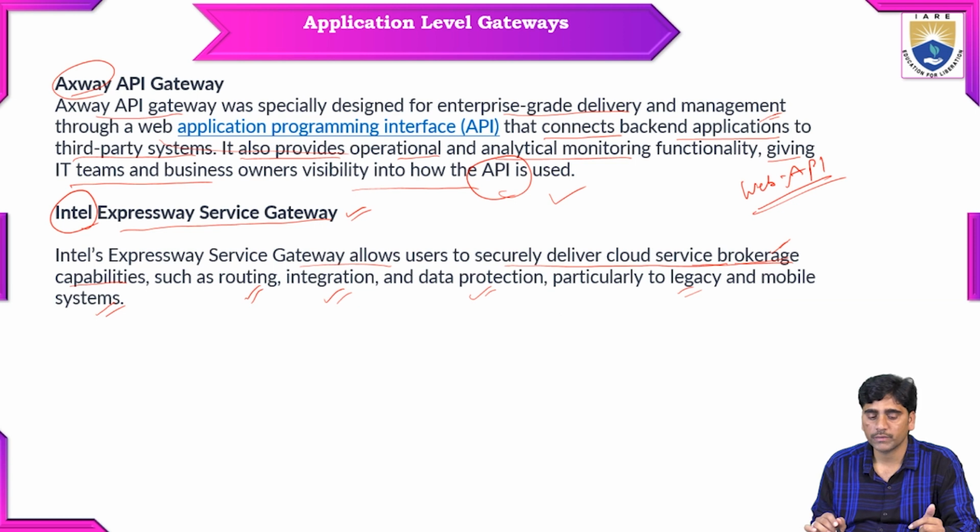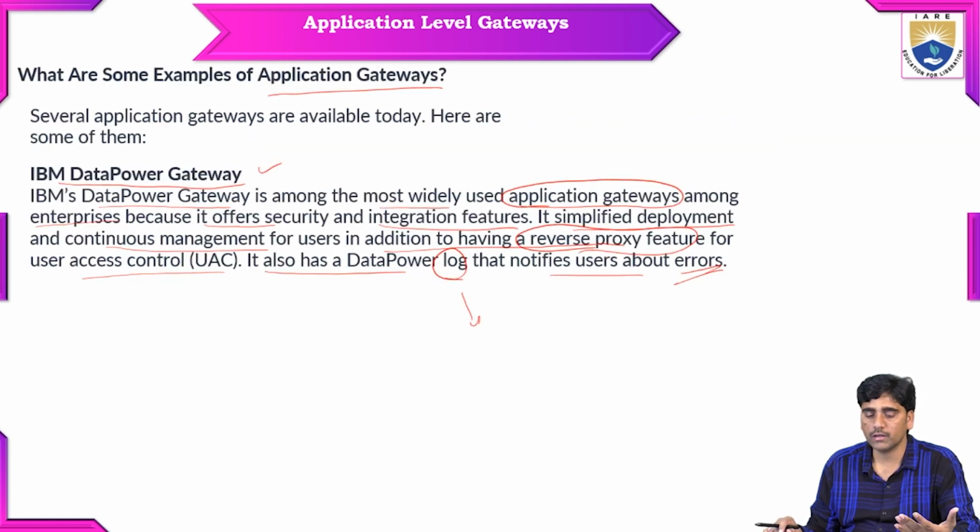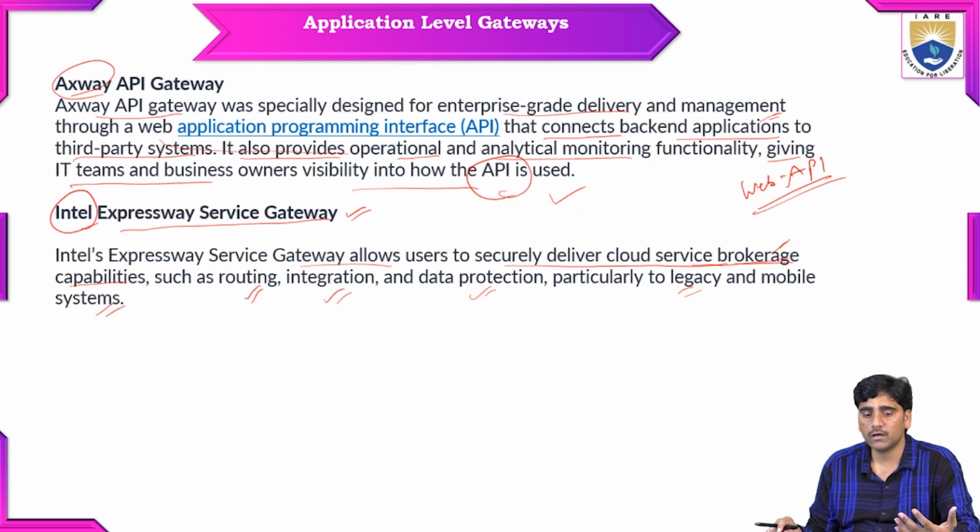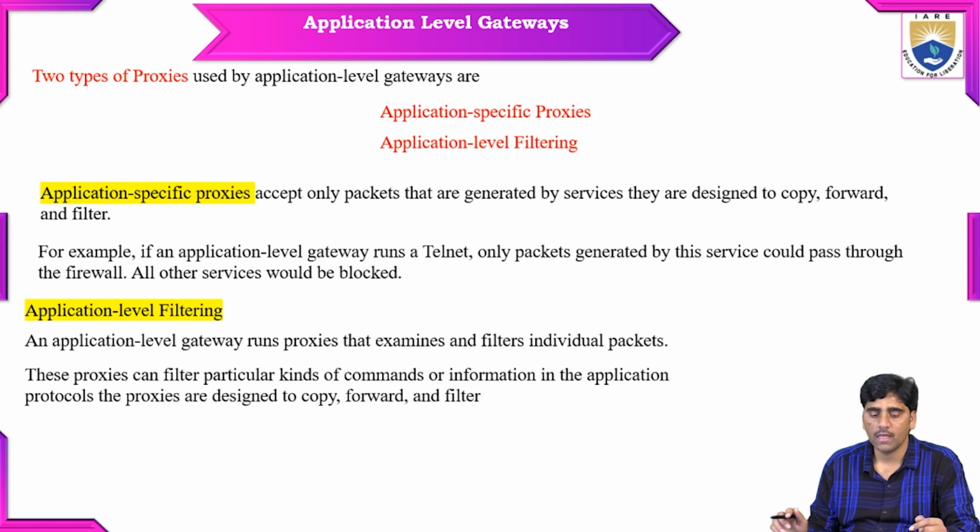So these are the three application level gateway examples in real time: the IBM DataPower Gateway, the Axway API Gateway, and the Intel Expressway Service Gateway. And what are the types of proxies? We already said that an application level gateway acts as an application proxy or firewall proxy.